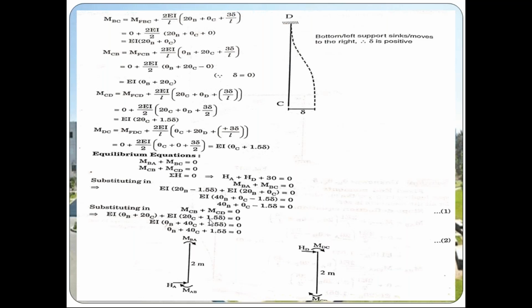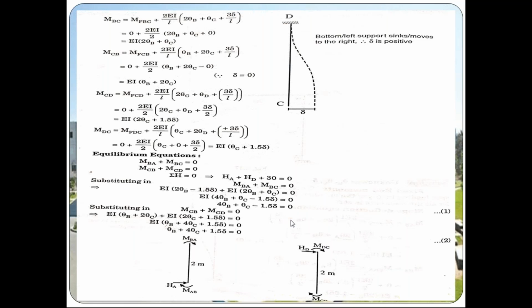We know the MCB equation and MCD equation. We are substituting in this, and on solving this, we are getting one more equation: theta B plus 4 theta C plus 1.5 delta is equal to 0. So this is equation number 2.